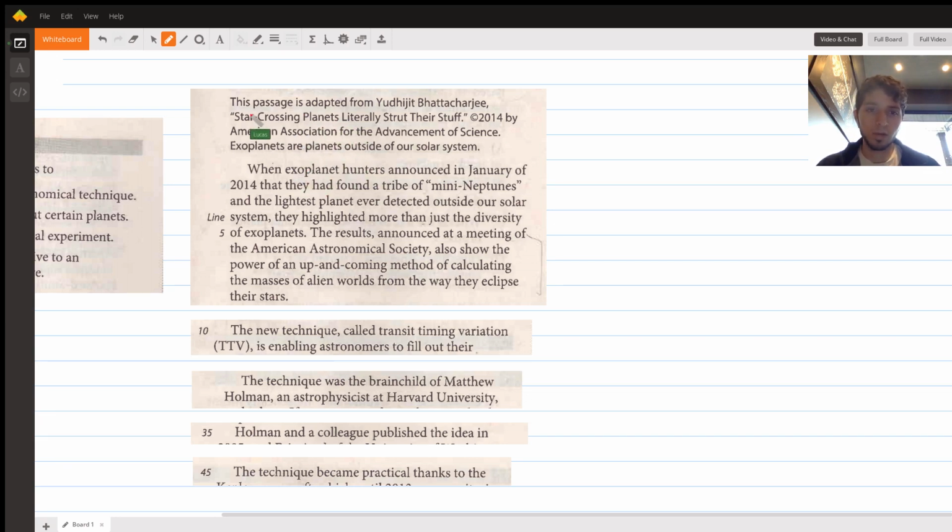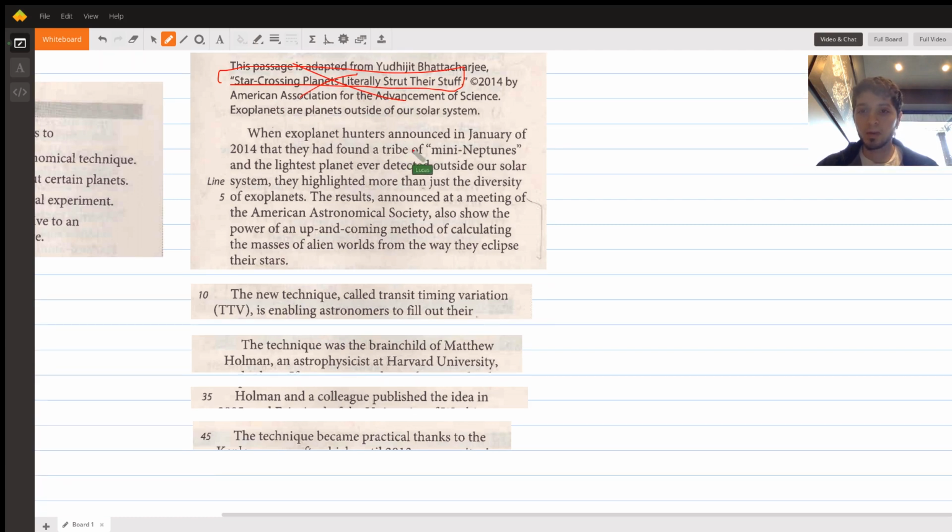So let's see. The first place is in this blurb at the top, and usually it's the title, right? Star-crossing planets, literally strut their stuff. And for this text, this actually doesn't help us too much, doesn't tell us too much that's interesting. So then we can move on to the second spot, which is going to be the introductory paragraph. SAT is really good at following, you remember the 5-paragraph essay model where they start with a thesis, 3 body paragraphs, and a conclusion, and your introductory paragraph tells you what your thesis is.